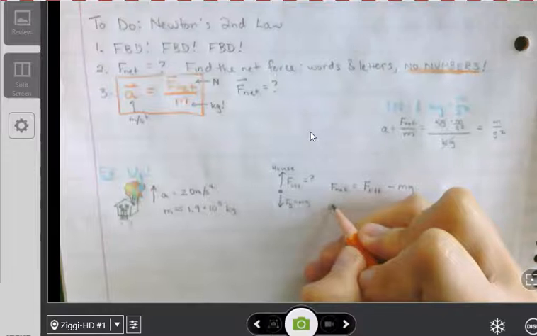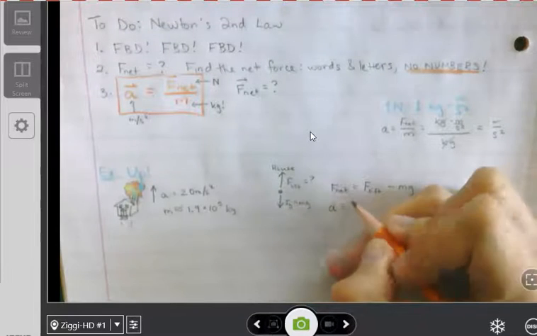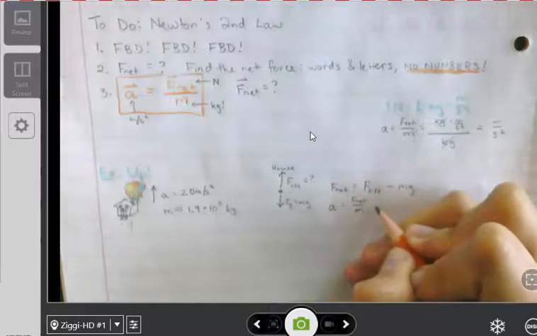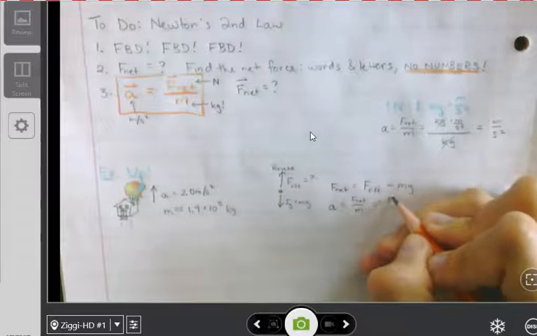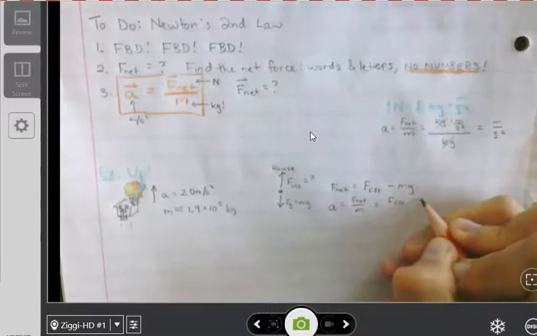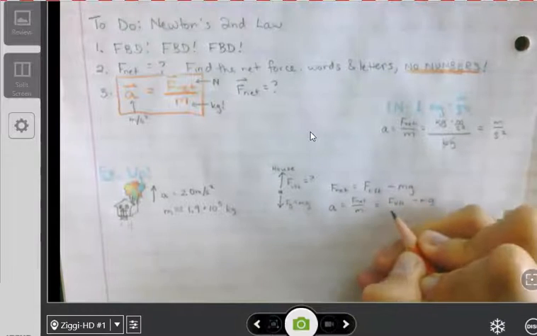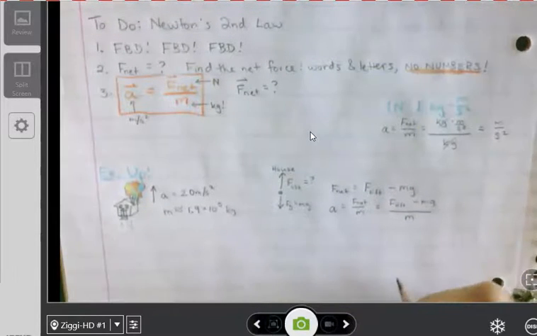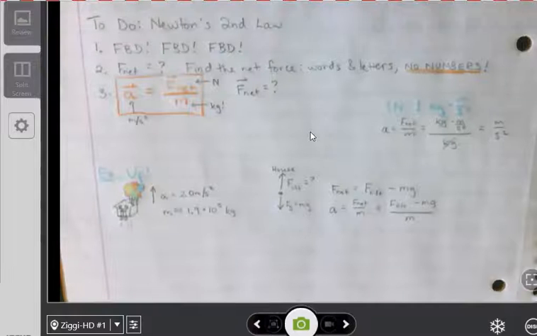the next line. The acceleration is our net force over the mass, and that gives us F lift, which is our answer, we don't know it, minus m, we have that, g, it's 9.81, all over m. Now we're ready to solve. Solve your equation for F lift, press play to check your work.